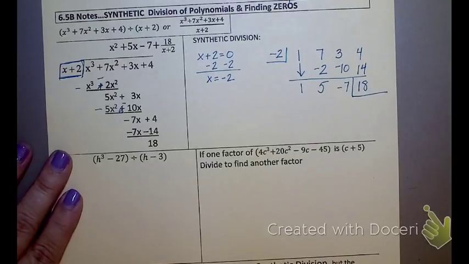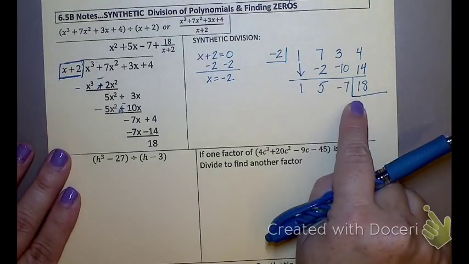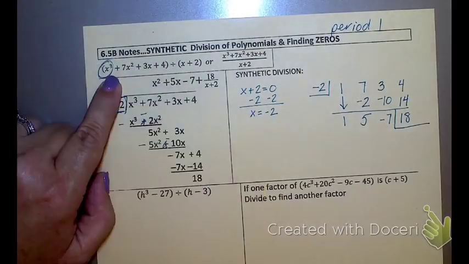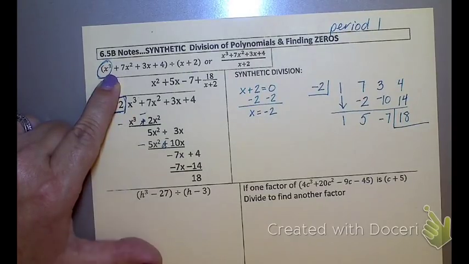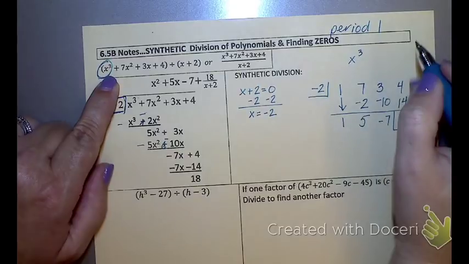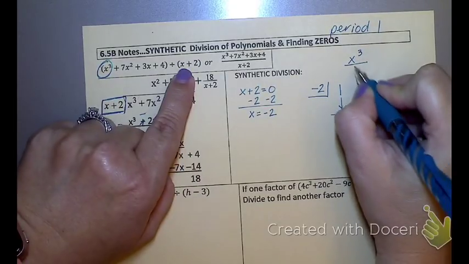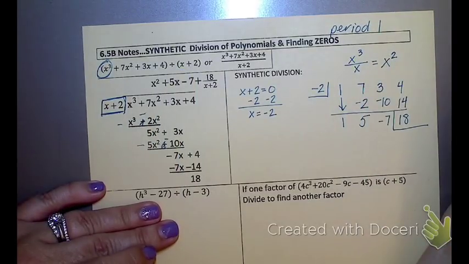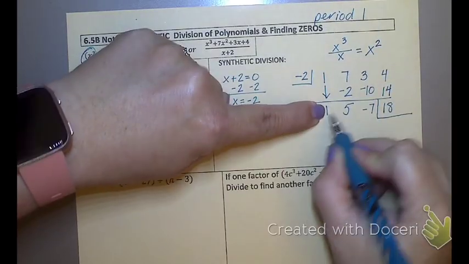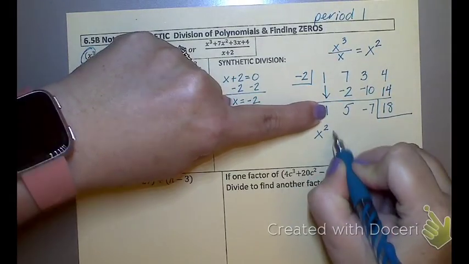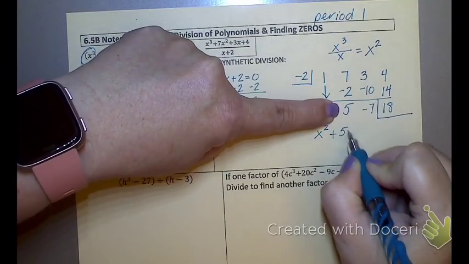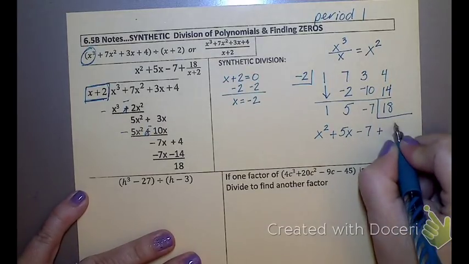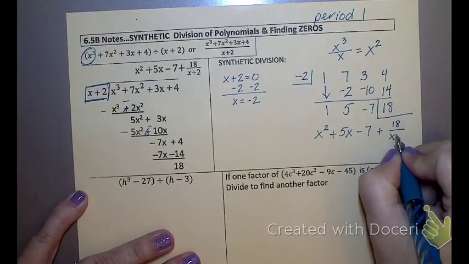Now, how do you write your final answer? Because this doesn't make sense as a final answer, right? Well, if your original problem was a degree of 3, so I had a third degree, and I divided it by a first degree, that means my answer is going to be a second degree. So I have 1x to the second, and then it's in standard form from there. Plus 5x minus 7, and then that last one is always your remainder. So plus 18 over x plus 2.